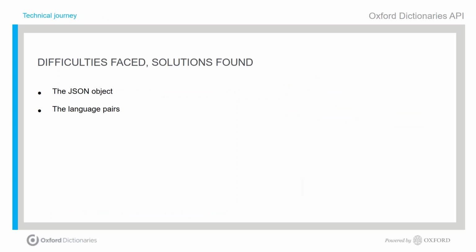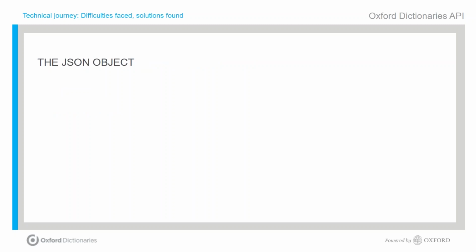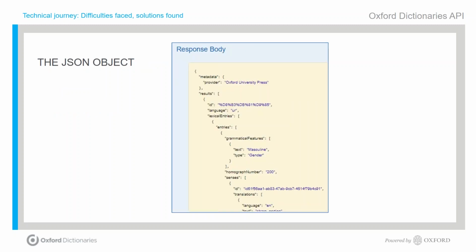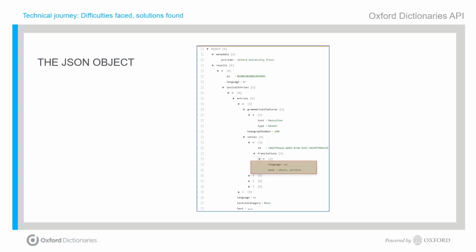Okay, so that was the demo for the app and the bot. I'll now talk about the difficulties I faced while making these artifacts. The first difficulty was the JSON object itself. If you go to the API demo site and look at the JSON response that is sent back by the dictionary, it's huge. It just goes on and on and on.